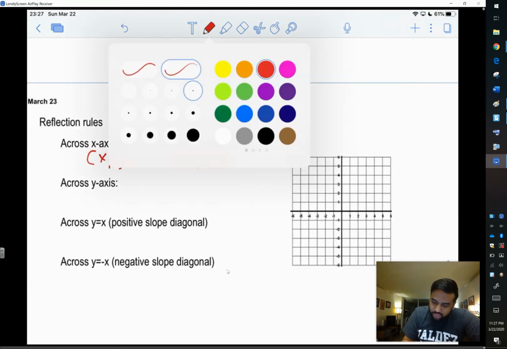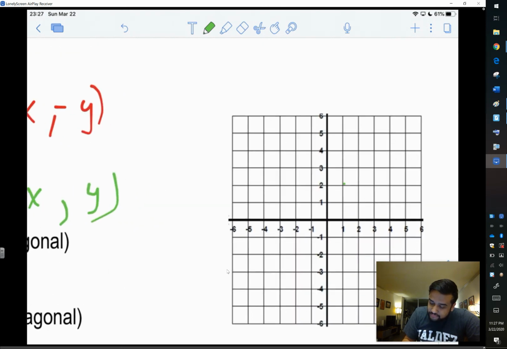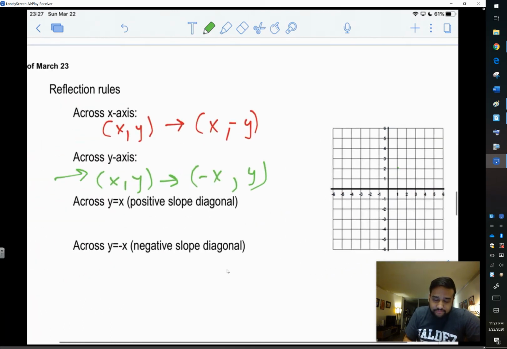So what do you think the rule for the y-axis is going to be? Well, hopefully you're right. The y value stays the same and the x becomes the opposite. For example, this point right here in green, to flip it across the y-axis, which is right here, would simply be to flip it across over there. The y value remains constant, the x value becomes the opposite, which is exactly what this says.